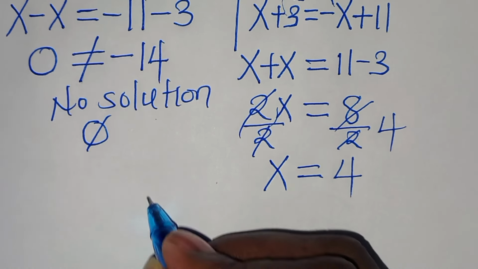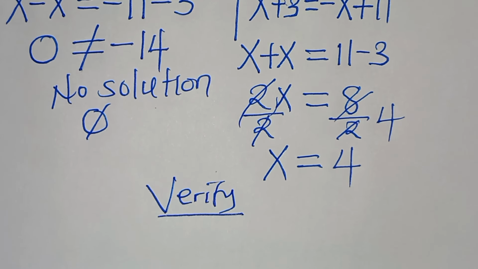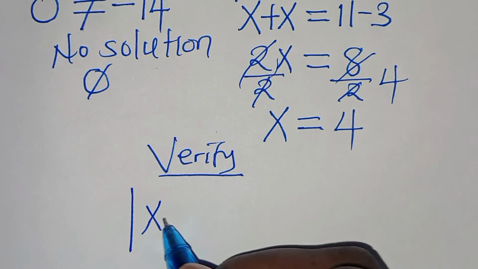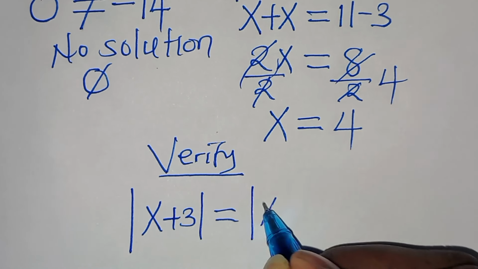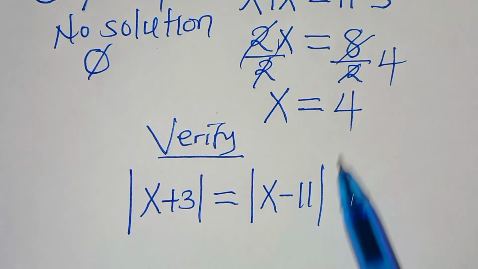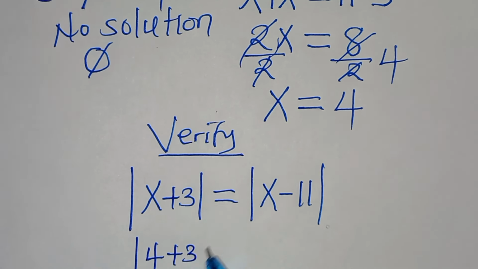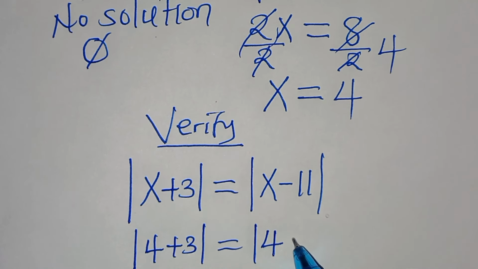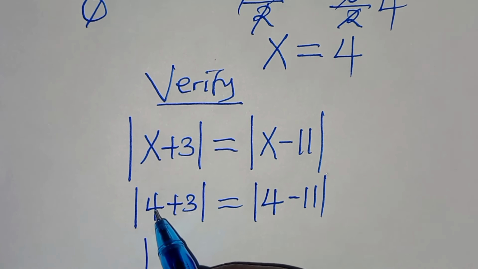So the next step is to verify. Let's verify that this value of x satisfies the equation. Now, if you recall, we have the absolute value of x plus 3 is equal to the absolute value of x minus 11. Substituting x equal to 4, here we have the absolute of 4 plus 3 is equal to the absolute of 4 minus 11.